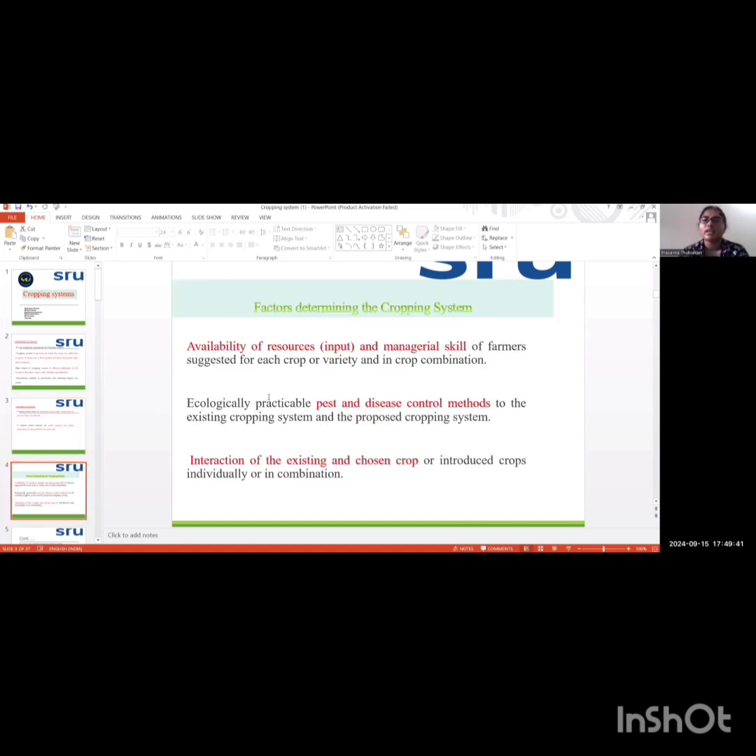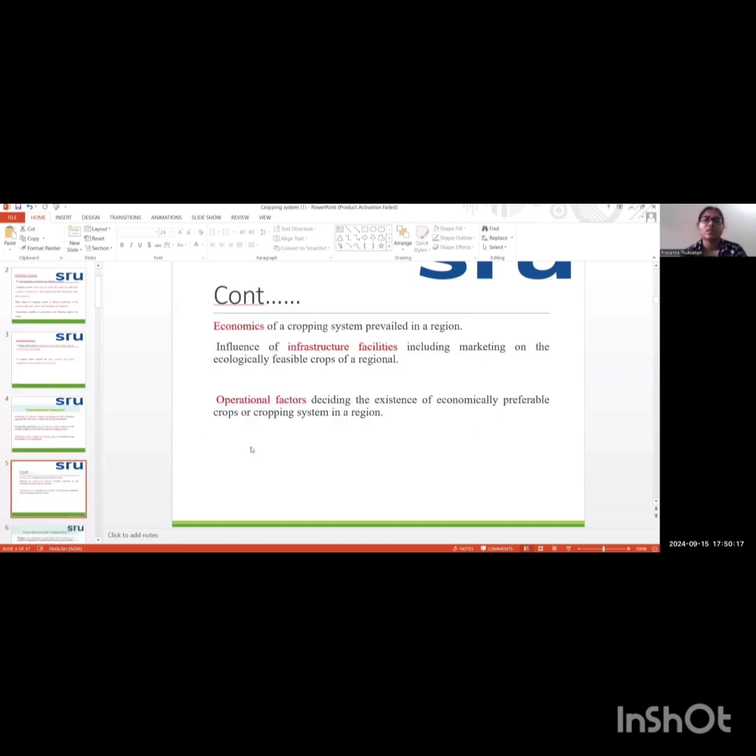So what are the factors determining cropping system? Availability of resources and managerial skill of farmers, suggested for each crop or variety and in crop combination, ecologically practicable pest and disease control methods, and interaction of the existing and chosen crop or introduced crop, individually or in combination. So the main factors are availability of resources, managerial skill. Next is pest and disease control methods. And the third is interaction of the existing crops, either individual crops or interaction between any two crops. Next is economics of a cropping system, infrastructure facilities, and also operational factors.